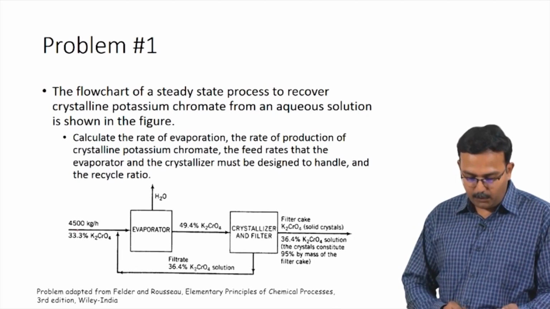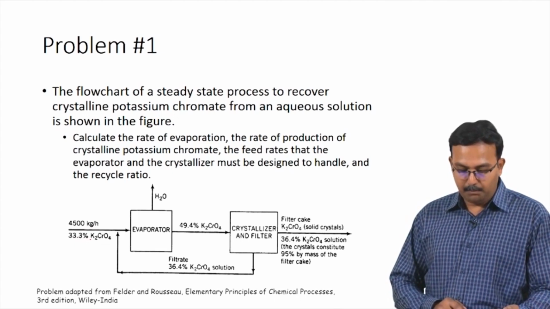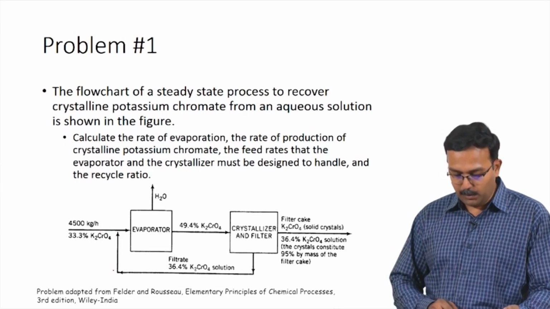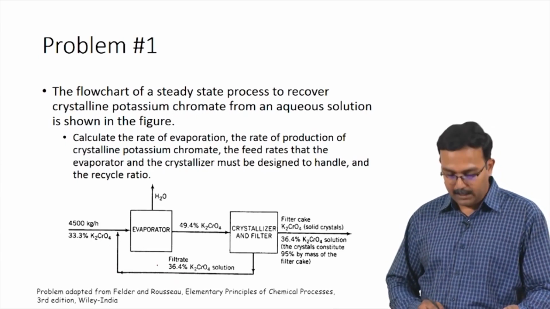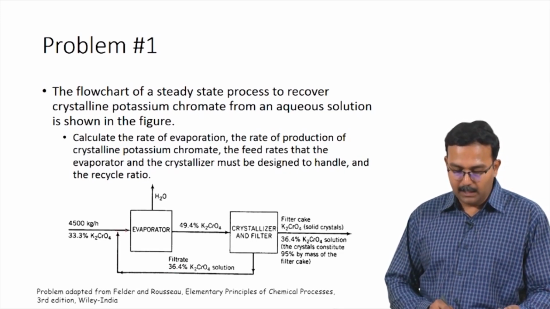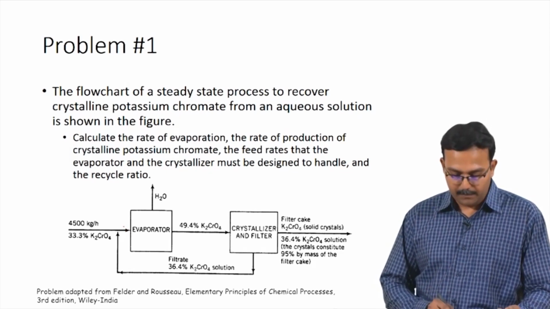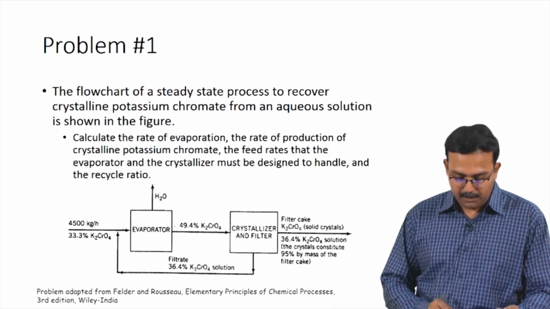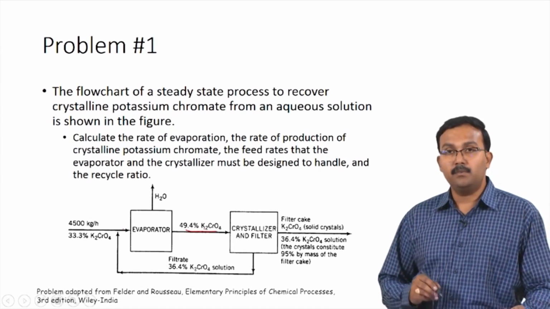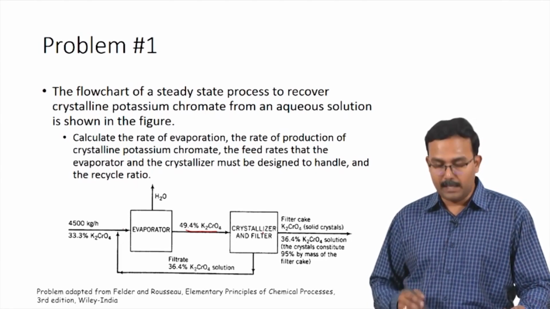What you see here is 4500 kilograms per hour of 33.3% potassium chromate solution entering as fresh feed. So, this gets mixed with the recycle stream which is the filtrate and it forms a gross feed or the total feed. So, this would be the feed rate to which the evaporator must be designed to handle. So, we need to calculate this particular stream and we also need to calculate this stream which is the feed rate to the crystallizer and filter, which is what the crystallizer needs to be designed for.